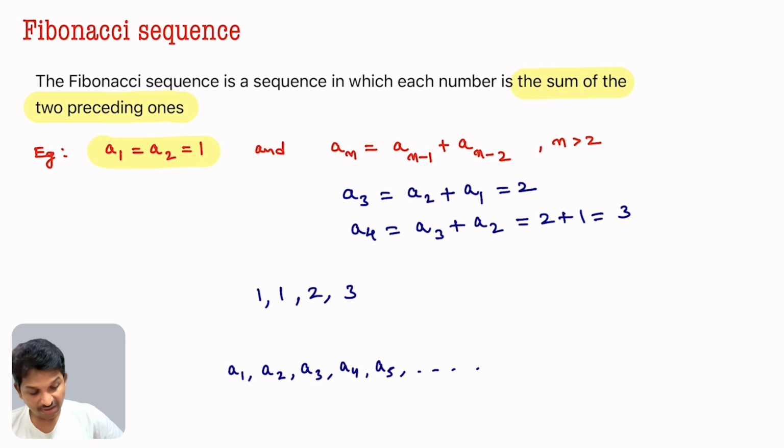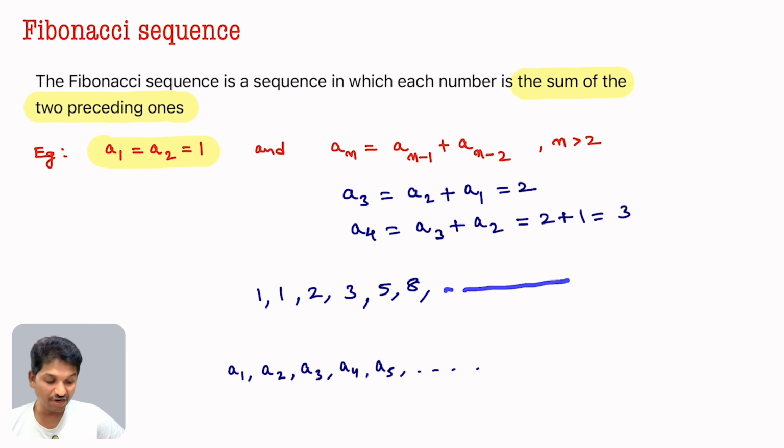What is the next term? The next term you can write directly as the sum of two preceding terms. 3 plus 2, 5. Next what? 5 plus 3, 8. Next what? 8 plus 5. Like that it continues. I hope you are understanding.